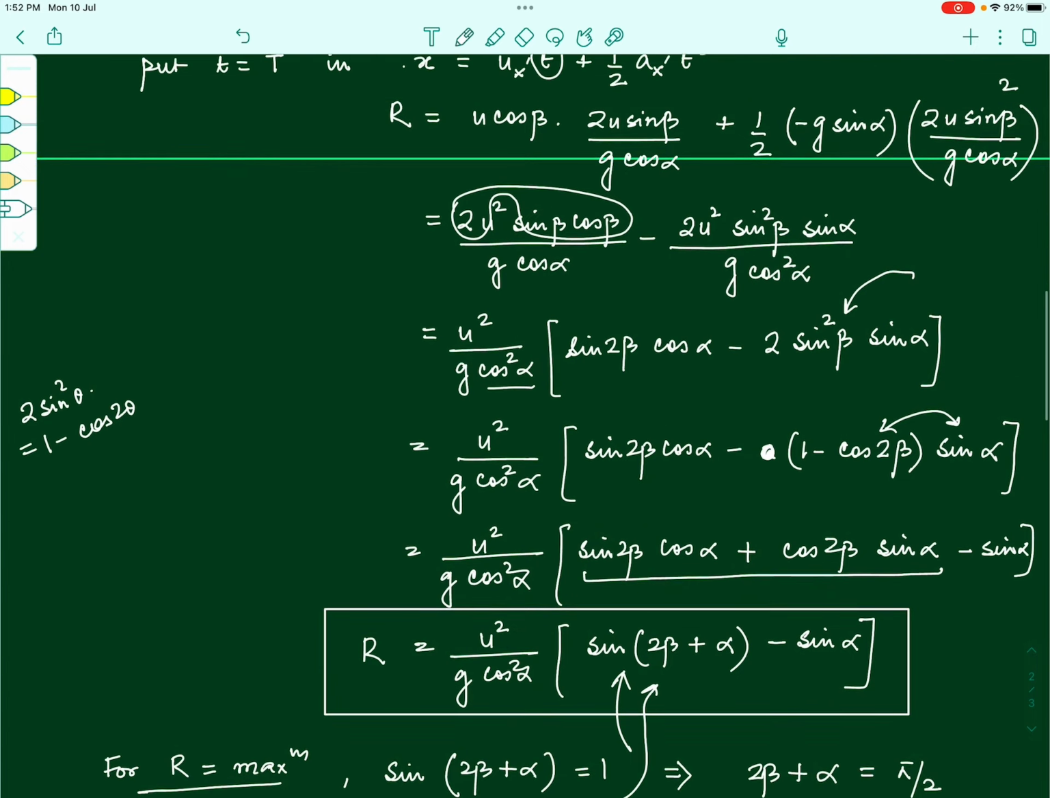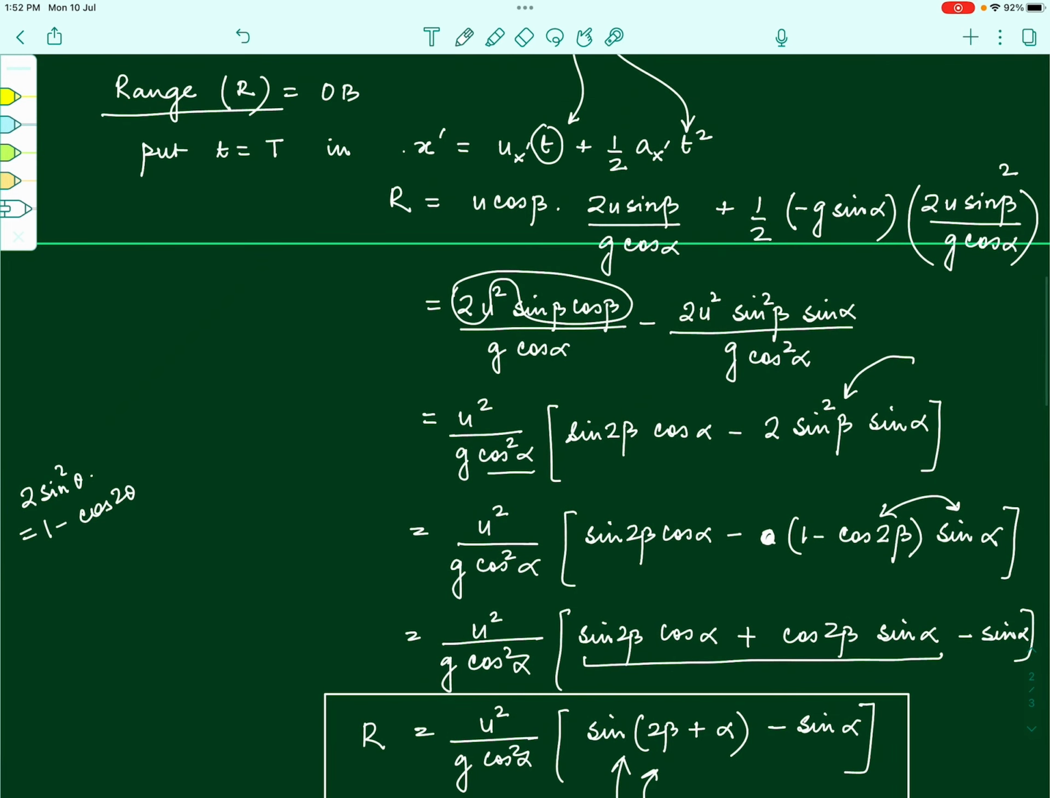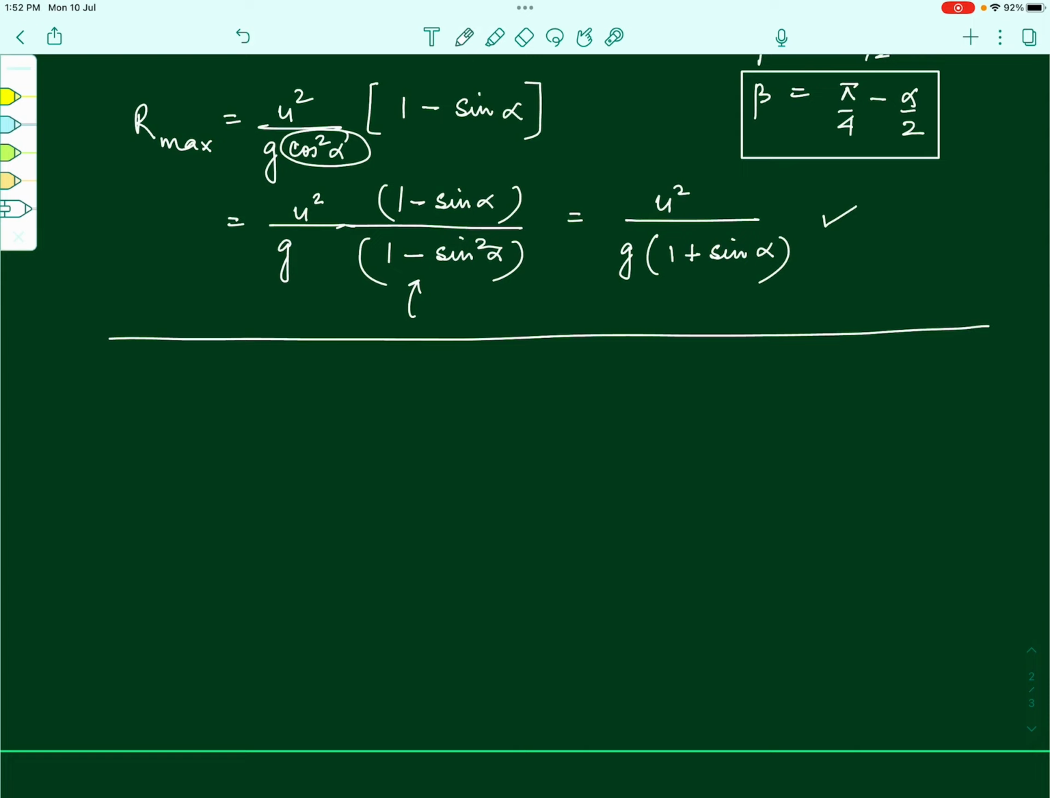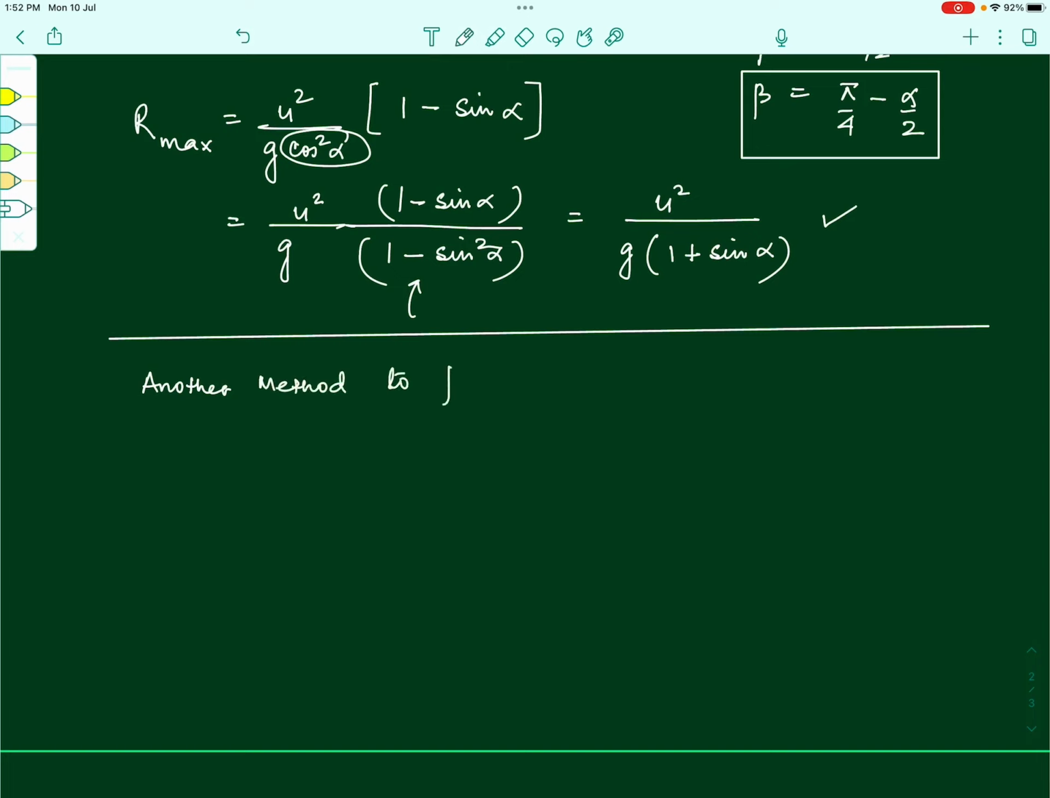Now, this method that we have used to find out the range has been a little tedious. Mathematically, it's been a quite involved method. So, what we do is we try to find out another method, a substitute method, to find out the range of the projectile. Another method to find R. See carefully, this is an interesting method.